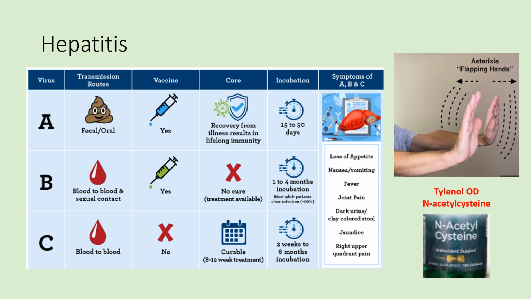Some signs and symptoms with all 3 are loss of appetite, nausea and vomiting, fever, joint pain, dark urine, clay-colored stool. That's kind of odd. Clay-colored stool and dark urine. They may have some jaundice and upper right quadrant pain. Then you've got asterixis. That's flapping of the hands. You have their hands flexed out, and they'll start to flap.